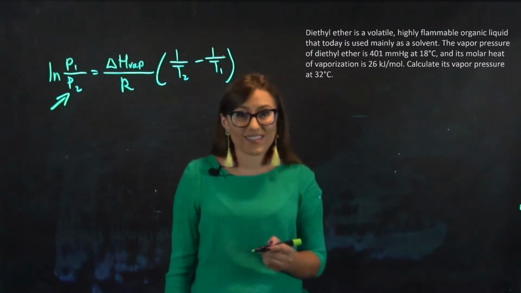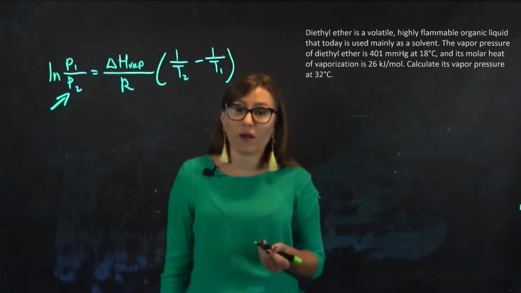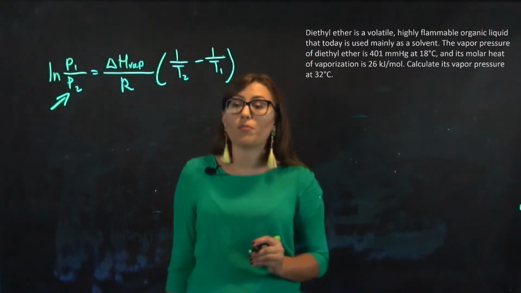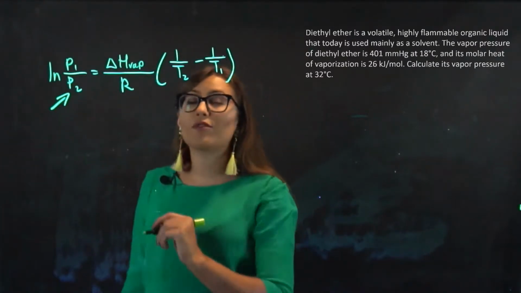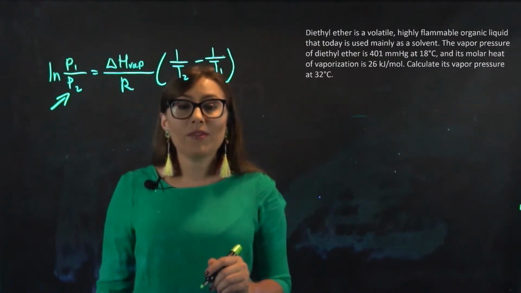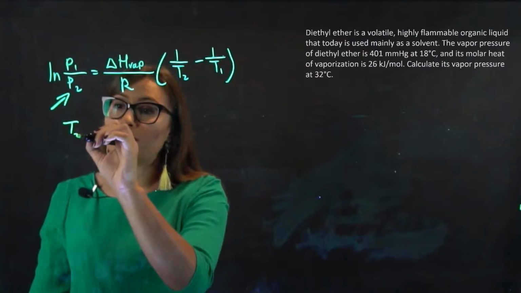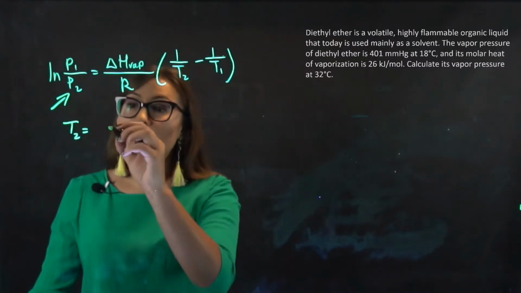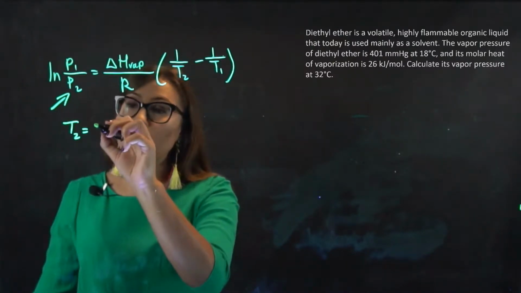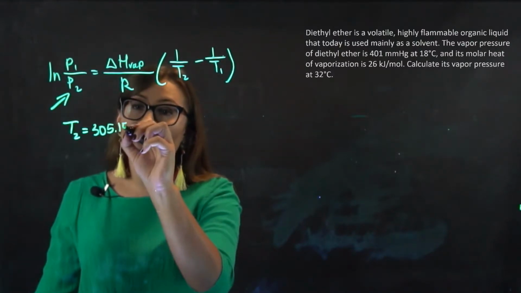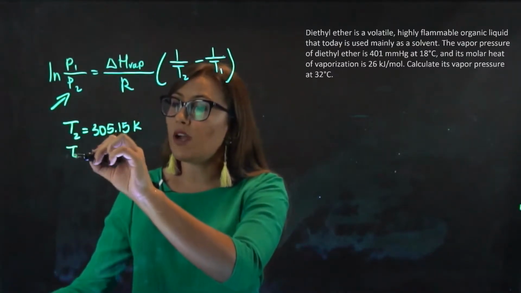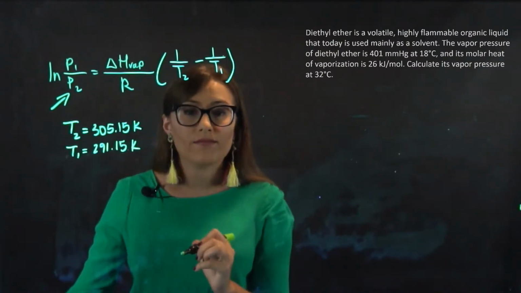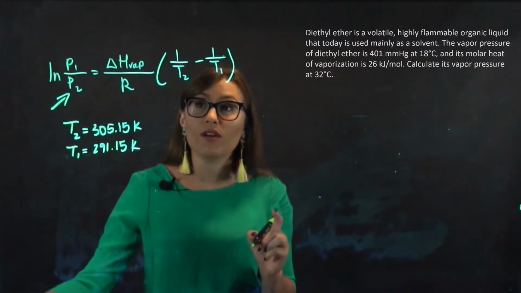at 32 degrees Celsius. The very first thing that we need to do when approaching this problem is convert the temperatures from Celsius to Kelvin. And also it's important to identify which of the two pressures we are solving for. In this case, we are solving for P2. In order to do so, the two temperatures are now going to be, for temperature 2, this is the 32 degrees Celsius, we add 273.15 to the temperature, which will give us 305.15 Kelvin. For T1, this will be equal to 291.15 Kelvin.